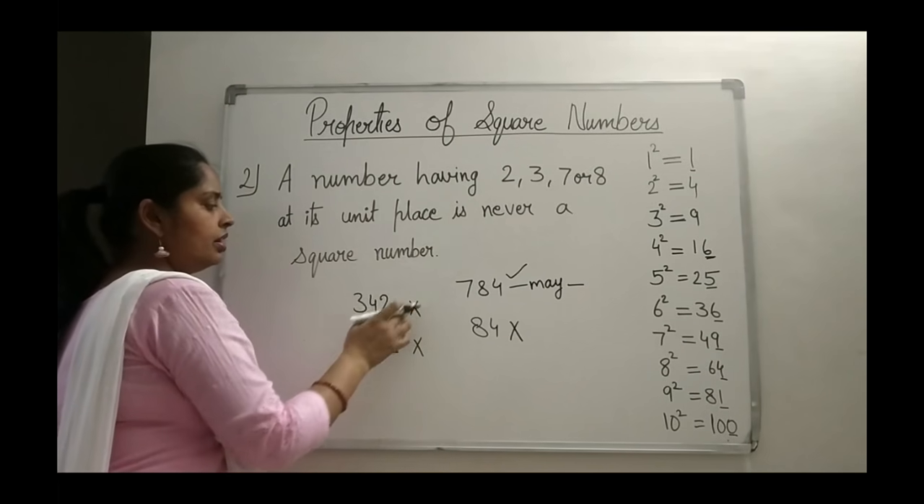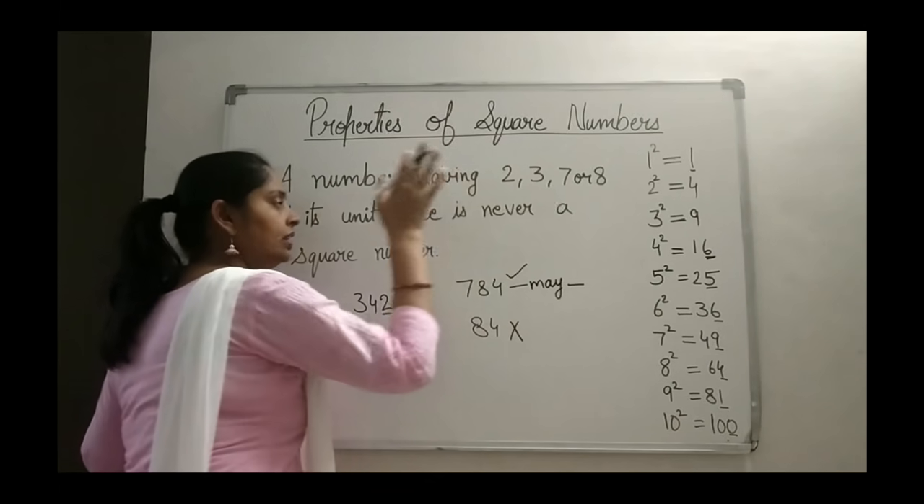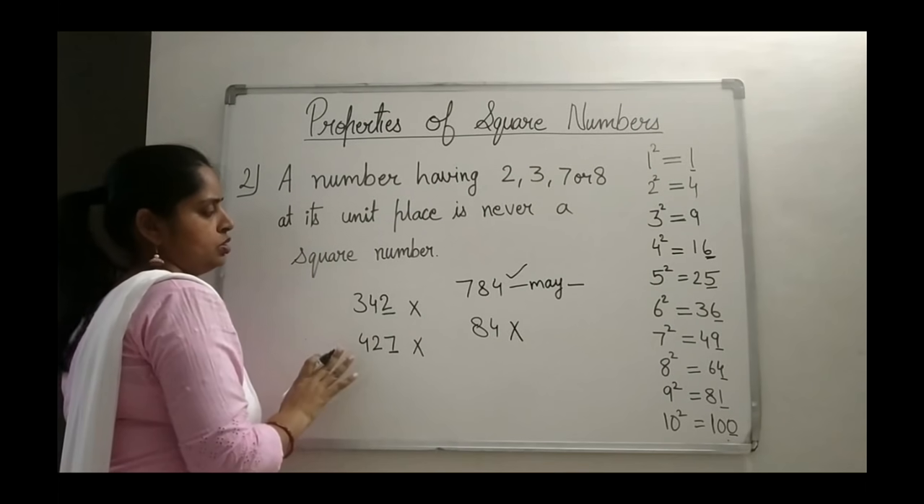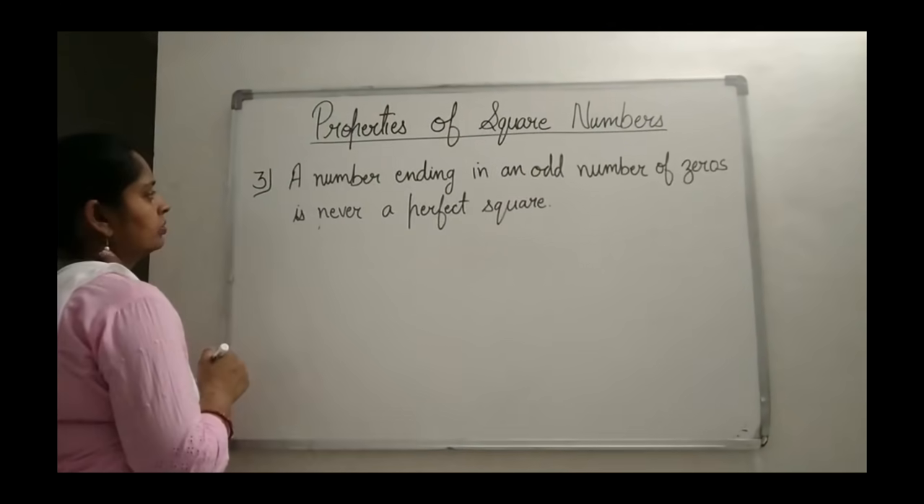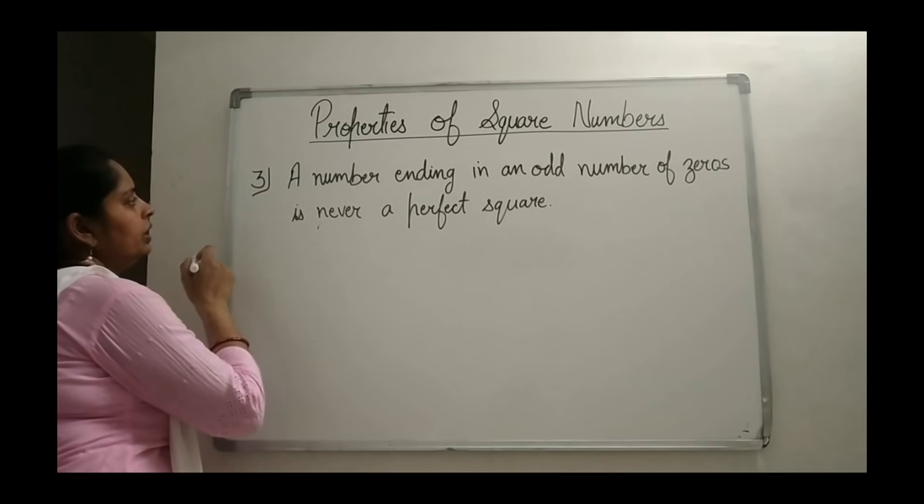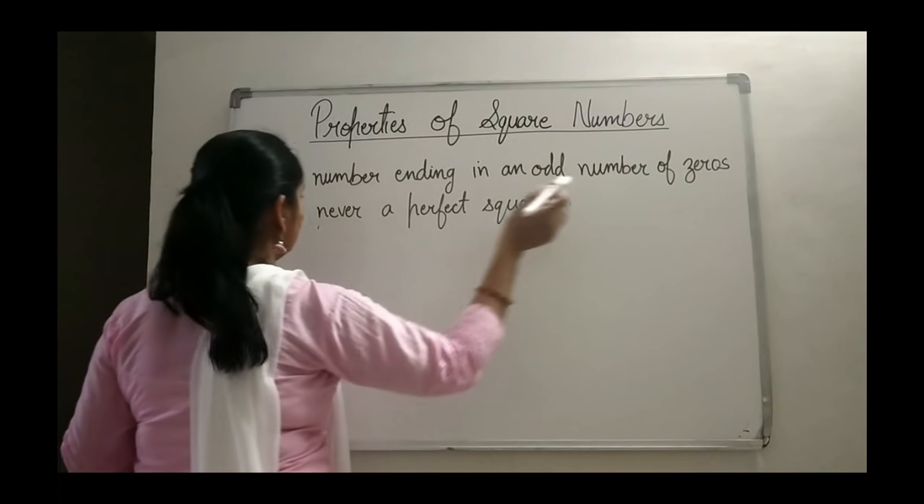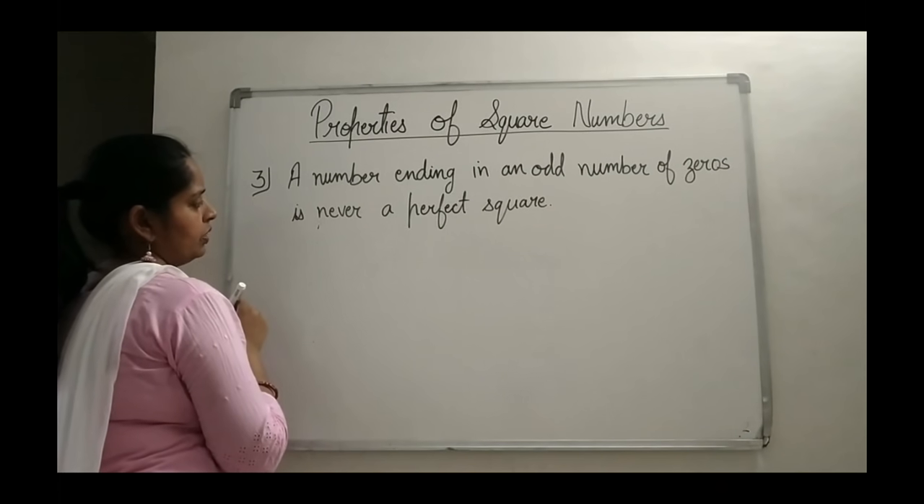But if the number ends in these digits, then it is sure that these numbers are not square numbers. It is a confirmed case. Okay. Now the third property: a number ending in an odd number of zeros is never a perfect square.